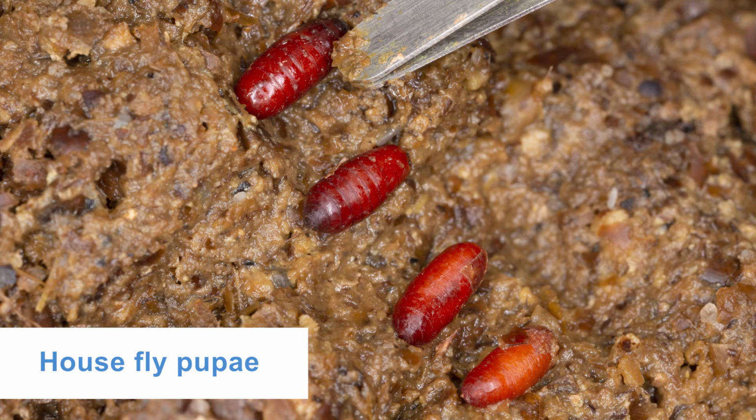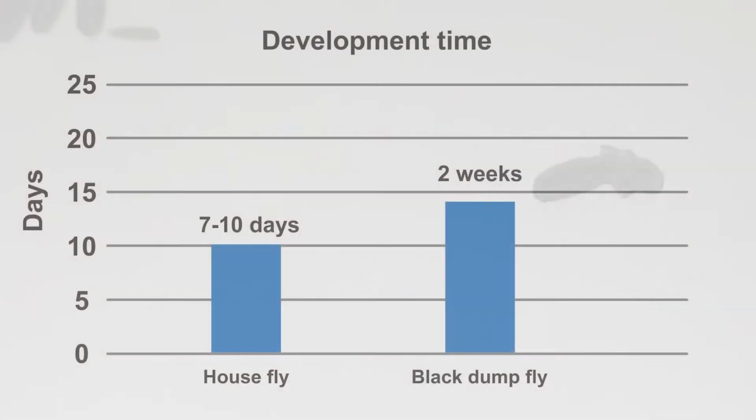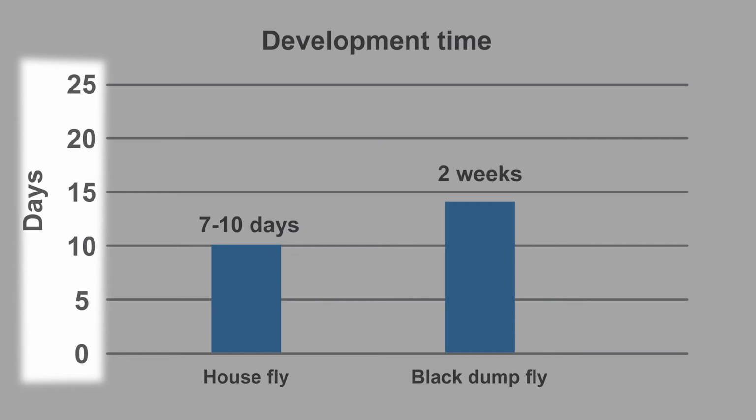Housefly, black dump fly, and blowfly pupae are all reddish-brown and resemble rodent droppings, as you can see here. Unlike a larva, a pupa doesn't move. After the appropriate time, an adult will complete development and emerge from the pupa, as seen here, ready to start the process over. This chart shows the development time in days for each fly species.